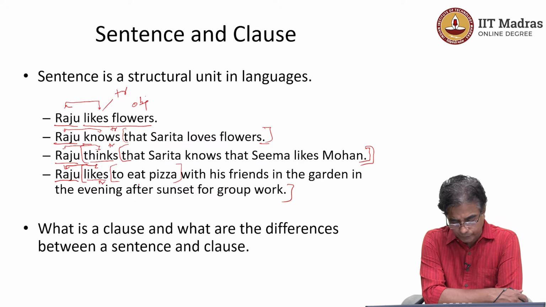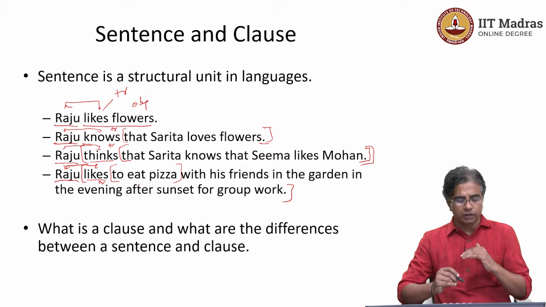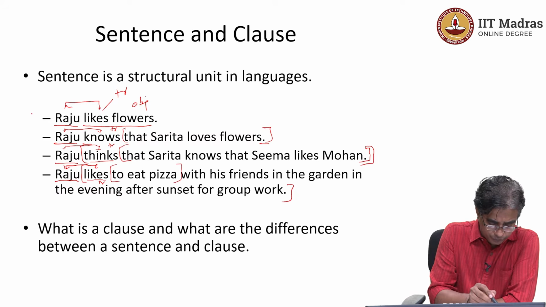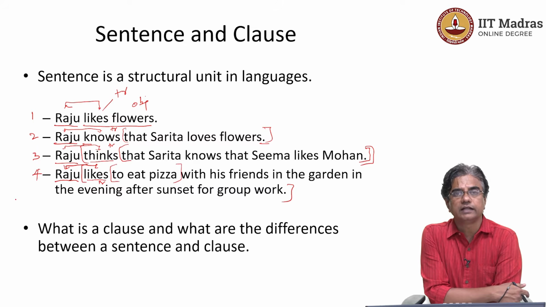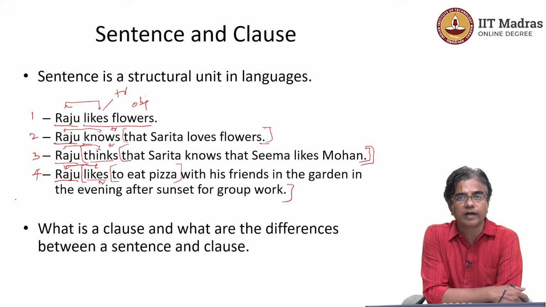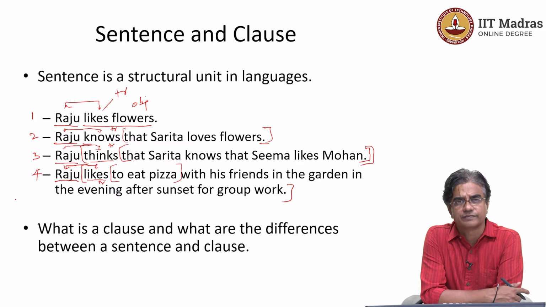Now, all four of them, 1, 2, 3 and 4, fulfill the essential requirements of a sentence, the requirements for making a sentence. The essential components of a sentence are met for all these four examples.